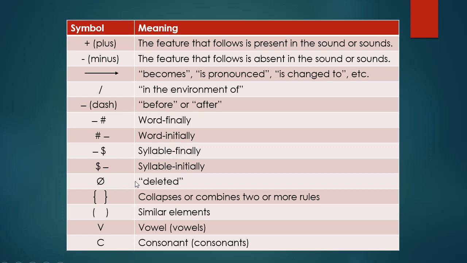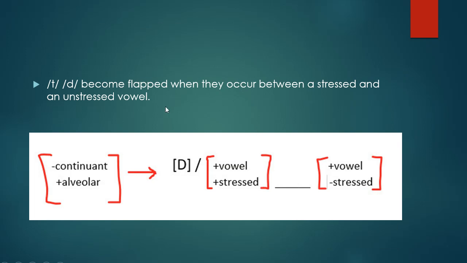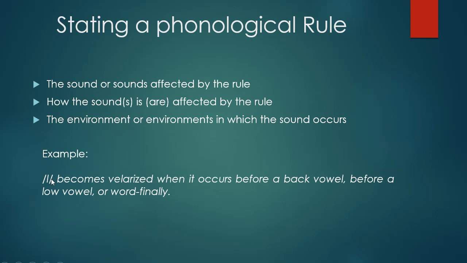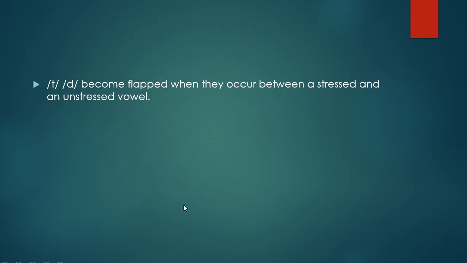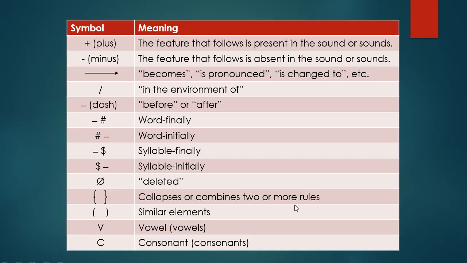This symbol means deleted; the sound becomes deleted. When you see this symbol, it means that it collapses, or combines, two or more rules. For example, take the rule where the lateral becomes velarized when it occurs before a back vowel. That is an environment. Before a low vowel, that is another environment. Or word finally, that is another environment. So in this case, the symbol represents that the rule collapses in that way. But we're going to see that later when I explain some other examples, so don't worry for now.